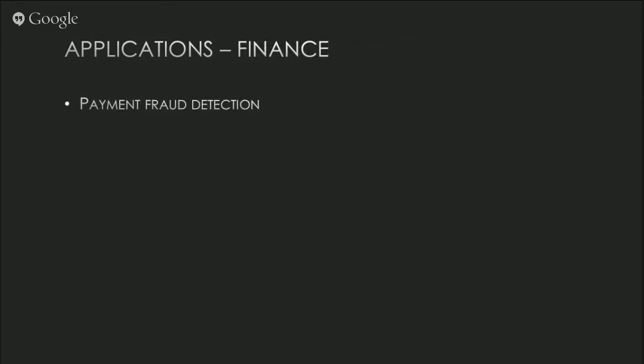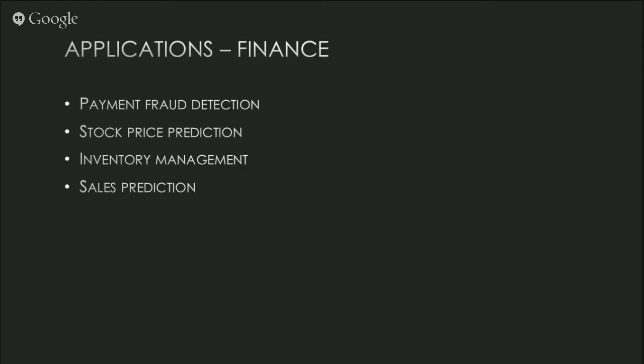Another area is finance. Payment fraud detection is a really good example. Credit card fraud, for the longest time, people have been using these algorithms to detect it. Stock price prediction is probably more borderline gambling, but certainly there is software out there that tries to predict stock prices using some of these methods. Inventory management is about predicting how much inventory you're going to need, not just looking at the last month, but using a whole lot of factors, including seasonal factors, to predict more closely what your inventory needs are going to be. And then sales prediction is kind of a similar thing.